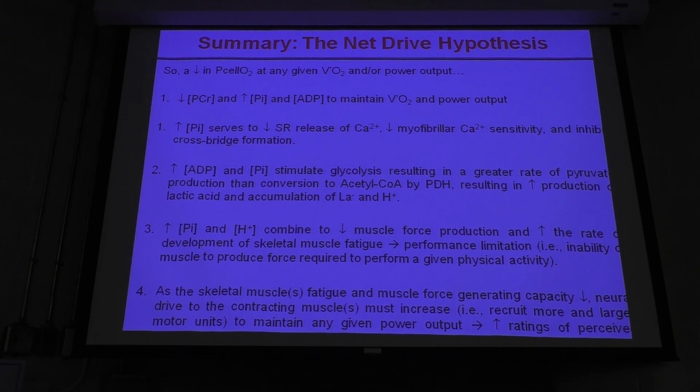So we do have an increase in the drive to maintain the power output. That comes at the expense of increased ratings of perceived exertion. And I think as I talked to you in one of the first lectures, most people don't achieve a maximum VO2. Most people stop exercise because they just can't tolerate the discomfort. There's still a physiological reserve. They can pump a few more beats of their heartbeat. They can ventilate more. They just can't tolerate the discomfort.